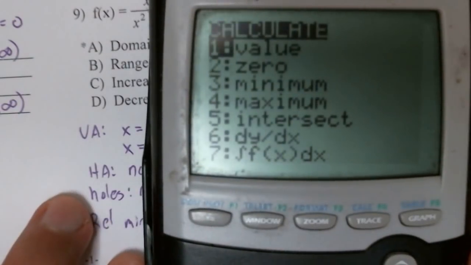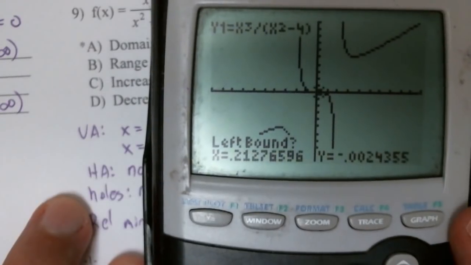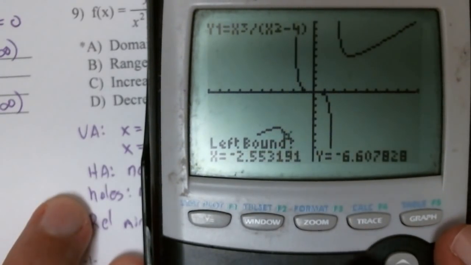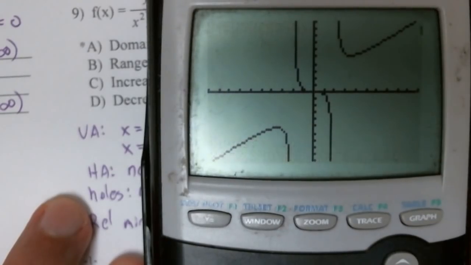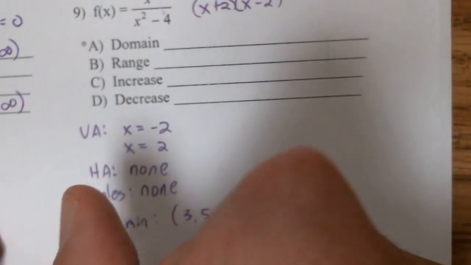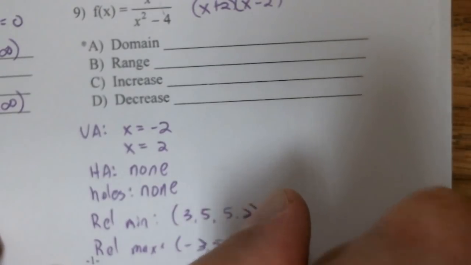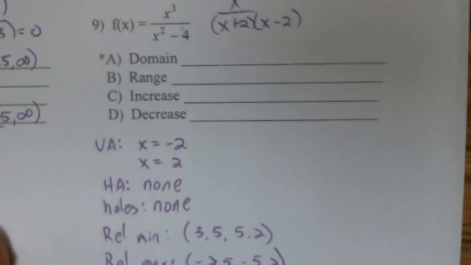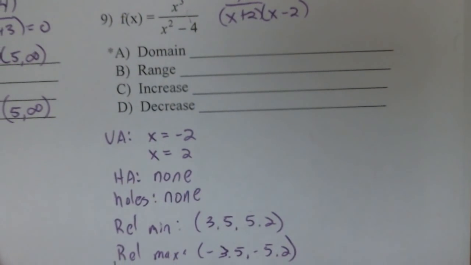Let's use Mr. Spidey to find the relative max. Let's get Mr. Spidey to keep pressing left until he jumps to the new spider web. There he is. I need to move to the left, and set the left bound to the left of the hump. Move it to the right of the roller coaster. Press enter a third time. And it's the same thing, it's just negative. So my relative max is -3.5, -5.2. Okay, and that's going to matter. That's going to affect our intervals of increase and decrease.